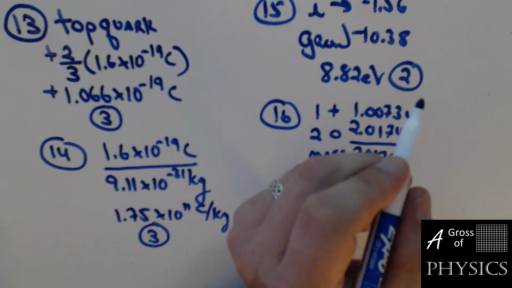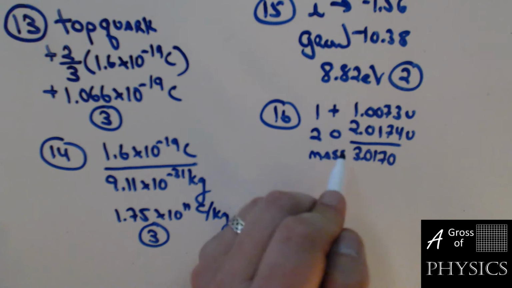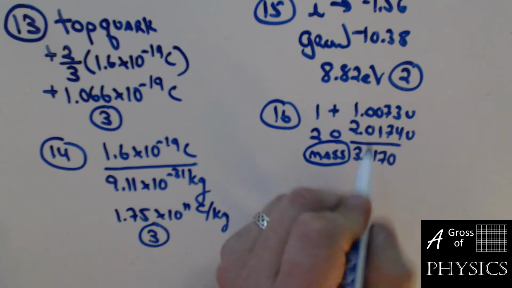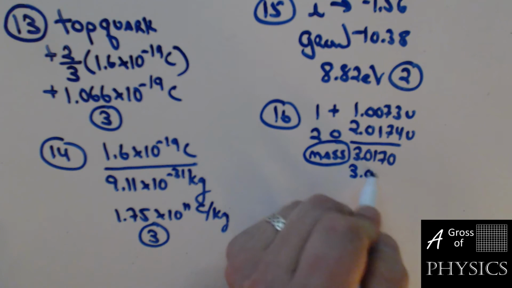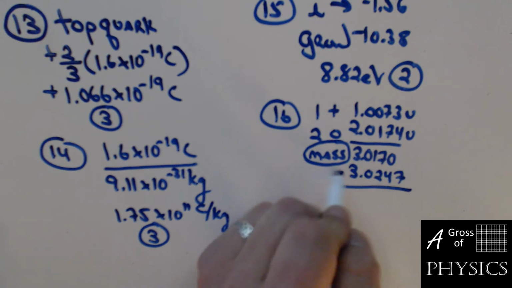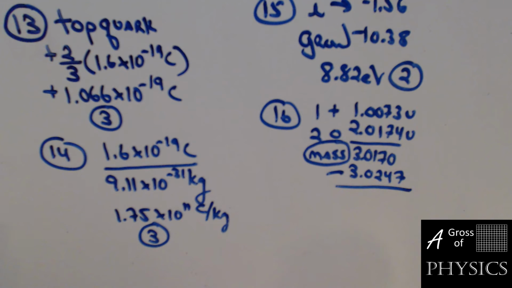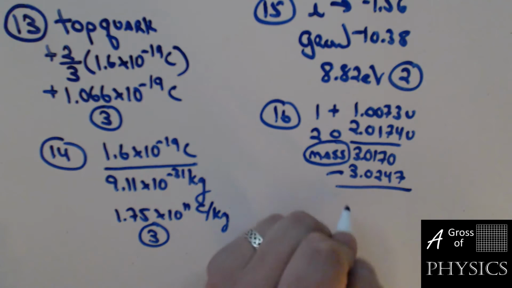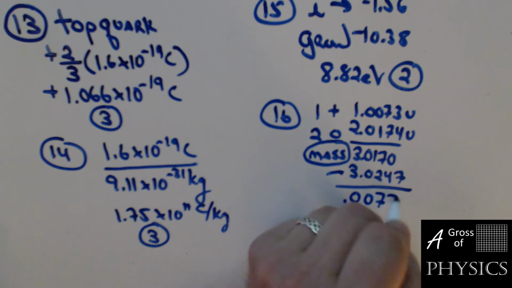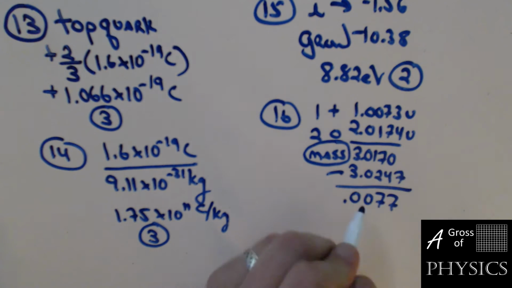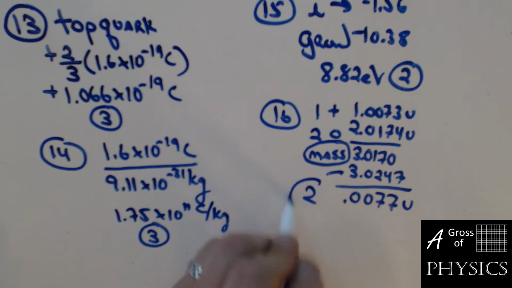If I add those together, I'm going to get 3.0247, but the actual mass is 3.0170. So 3.0247, subtract that, and you get 0.0077 is the difference, which happens to be choice 2.